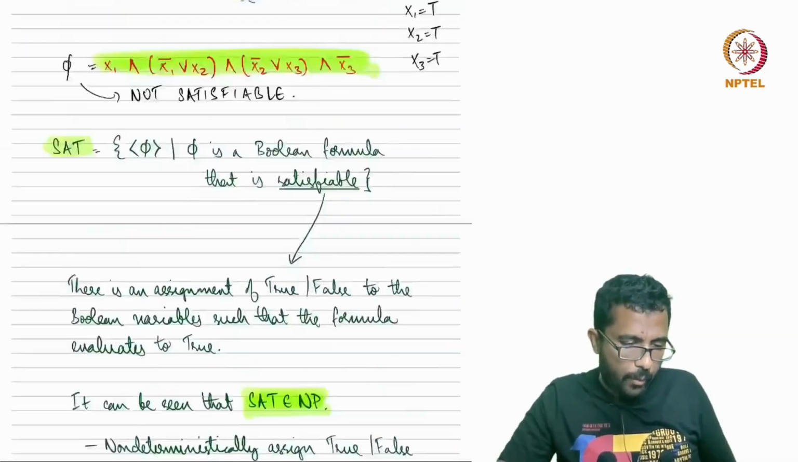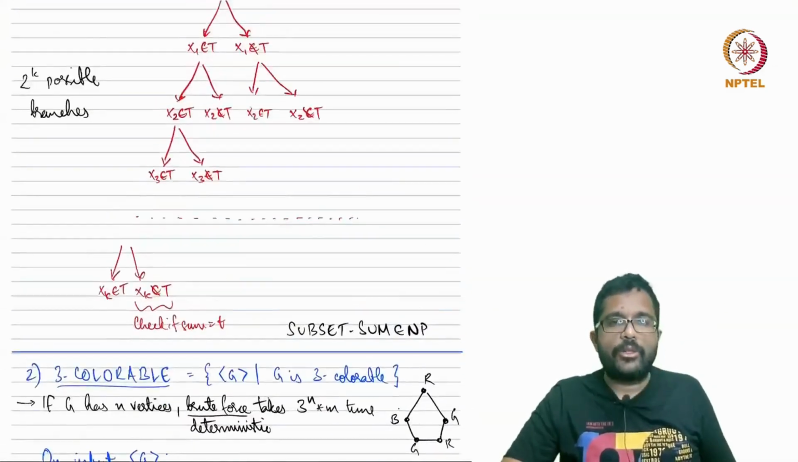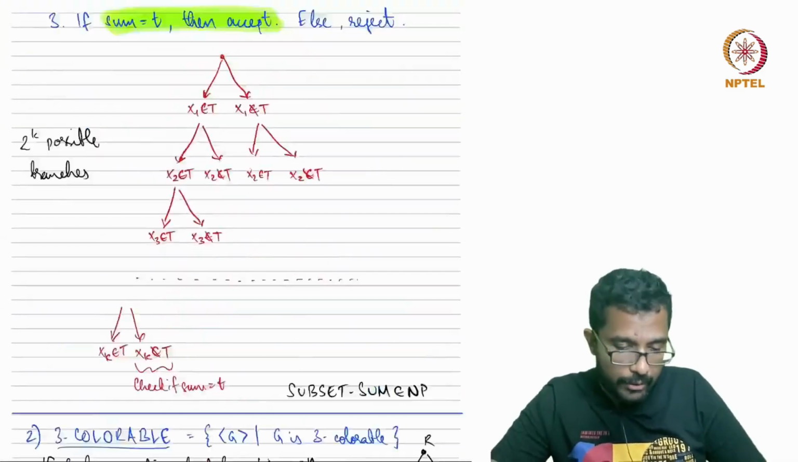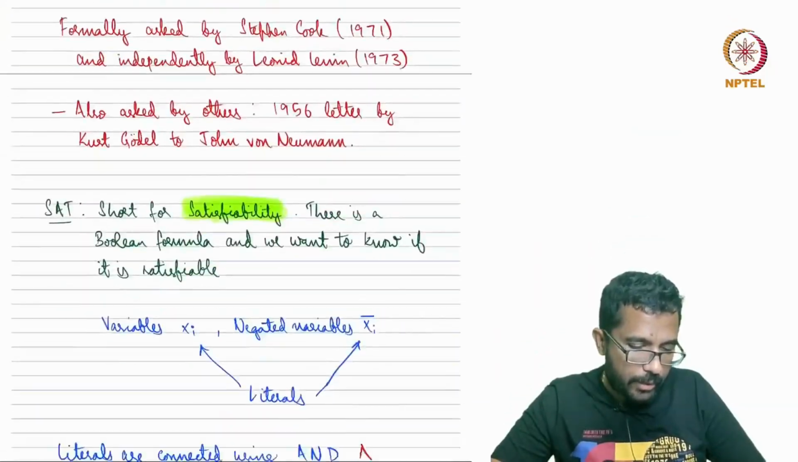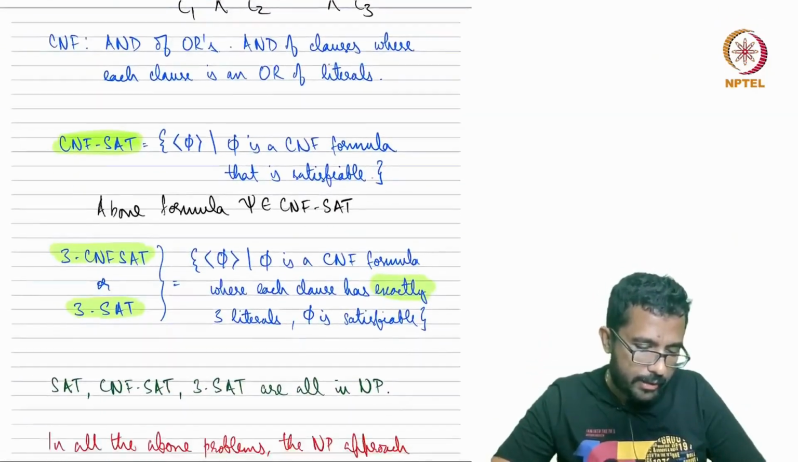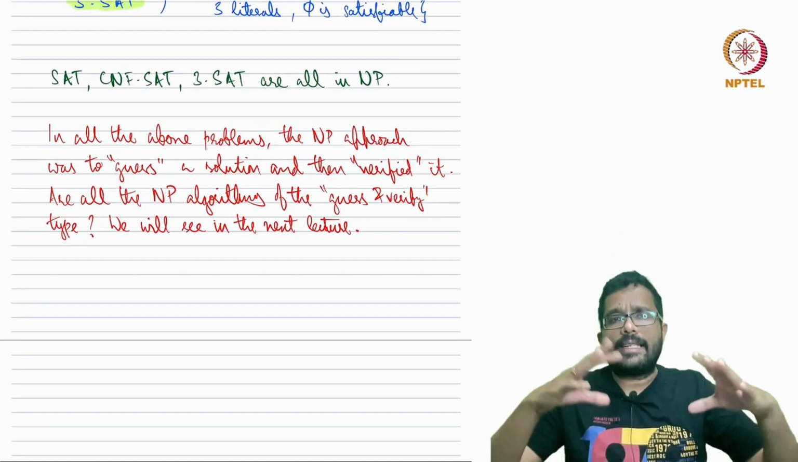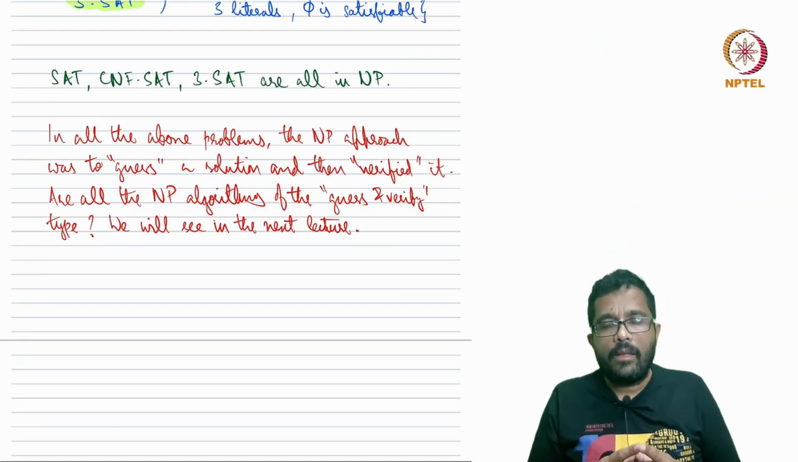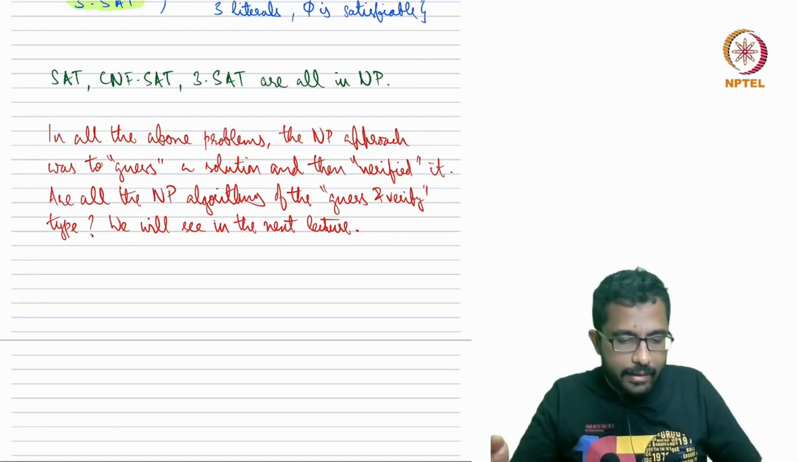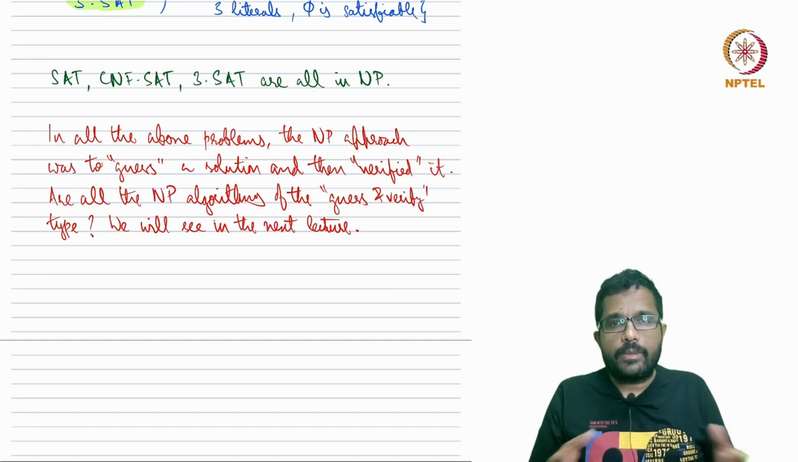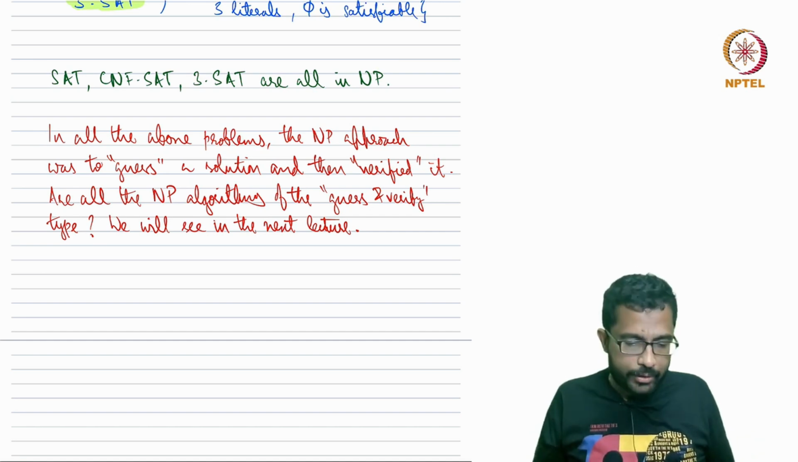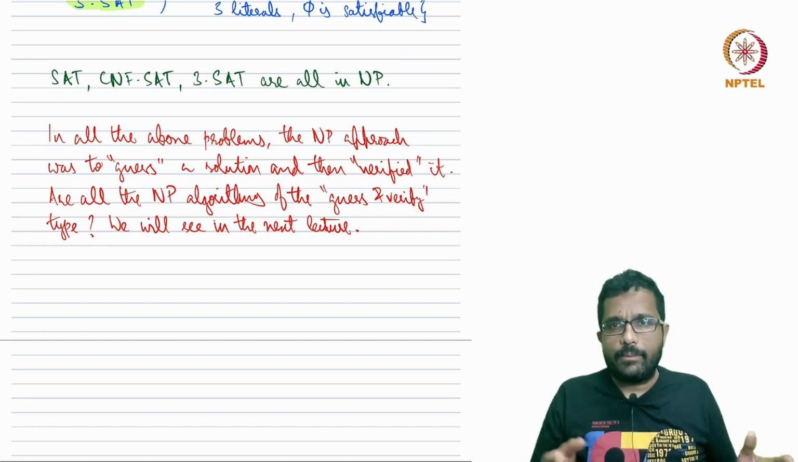So we saw what non-deterministic Turing machines are. We saw NTIME, we saw NP and P, we saw the P versus NP question, and then we saw three examples, all of which had this guess and verify approach. So the question is, is it just by accident that these three problems had the same guess and verify approach? I hope it's clear what I mean by guess and verify.